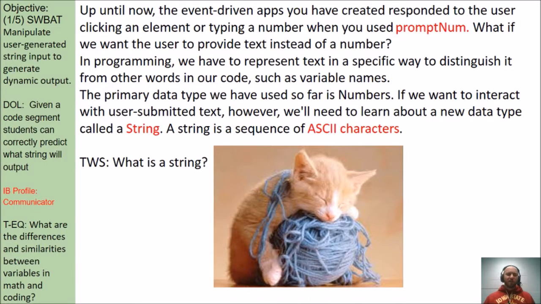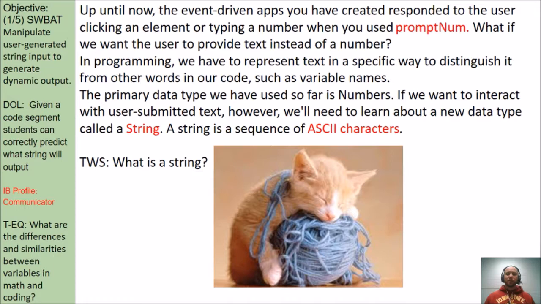For now, the event-driven apps you have created responded to the user clicking an element or typing a number when you used prompt num, which is the name of a special built-in function, right? So what if we want the user to provide text instead of a number? In programming, we have to represent text in a specific way to distinguish it from other words in our code, such as variable names. The primary data type we have used so far is numbers.